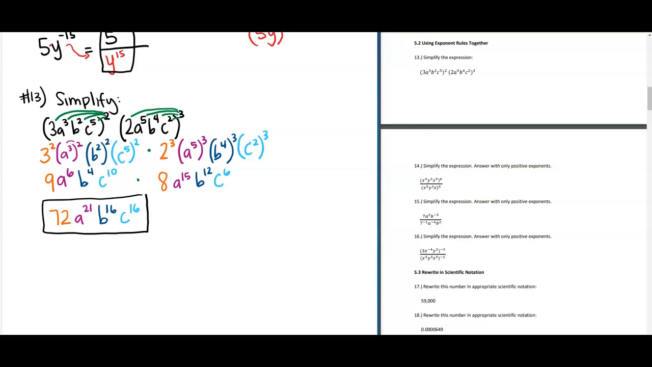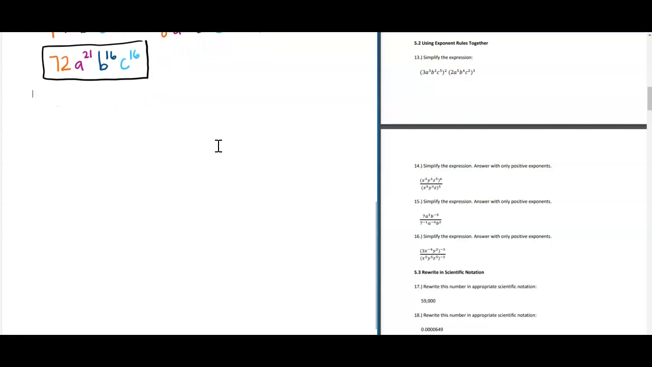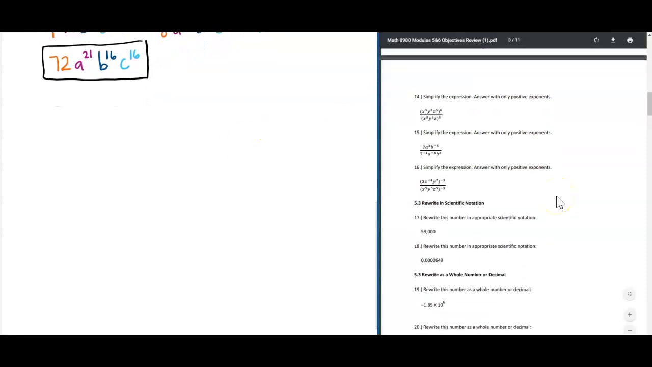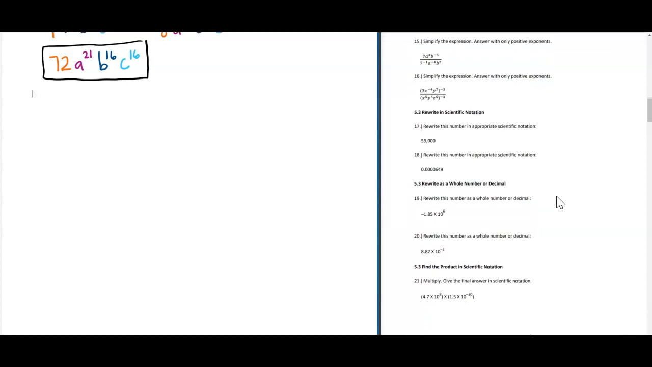All right, let's do another one with negative exponents. I said we were going to do some of those. So let's look at number 16 now. All right, actually let's do 15 first. I think 15 would be a good one to look at. So 15 says 7, a to the third power, b to the negative fifth, over 7 to the negative 1 power, a to the negative fourth, and then b to the second.